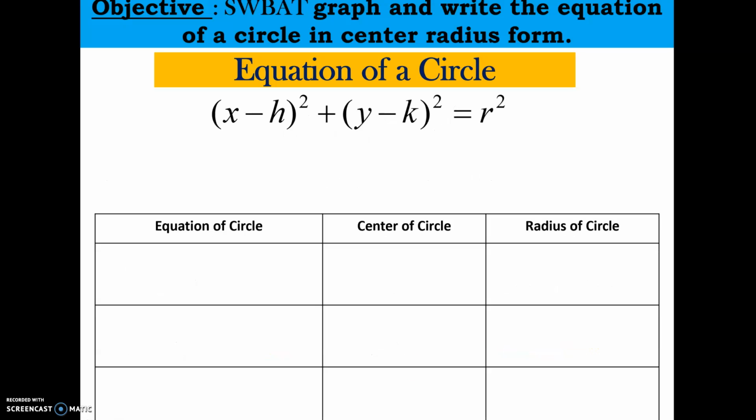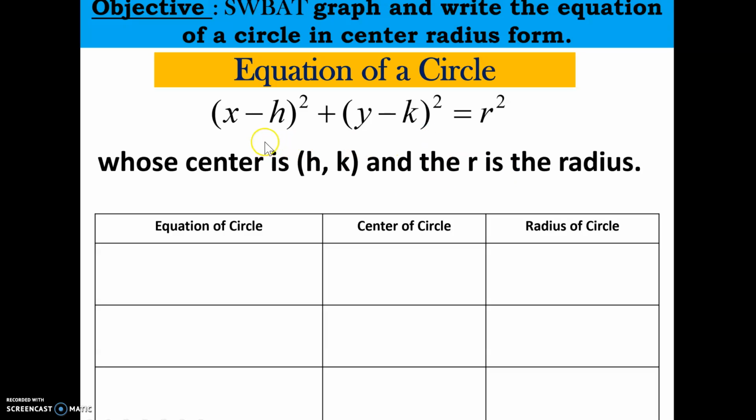So now let's take a look at the equation of a circle whose center is at a point h, comma k, whose radius is r. So this equation tells us that the center is at some coordinate h, comma k. Notice the equation has the negative value in there, and r represents the radius.